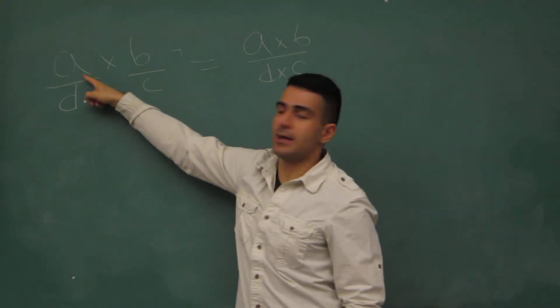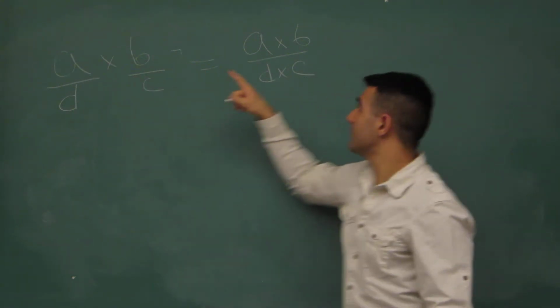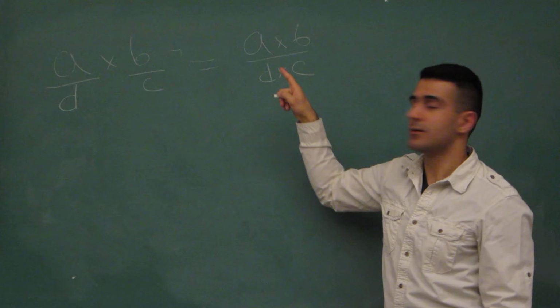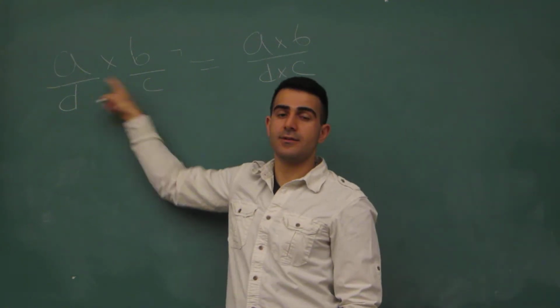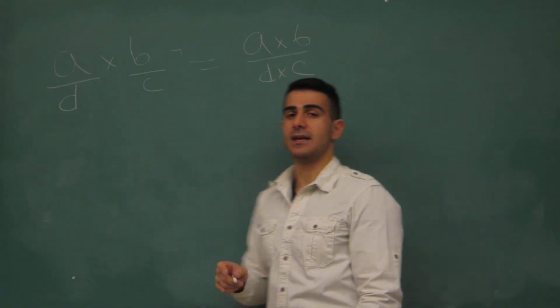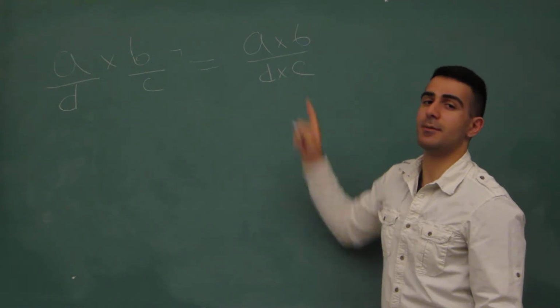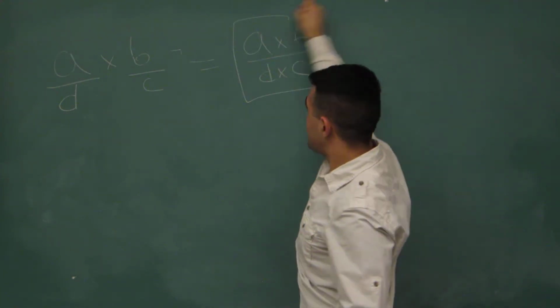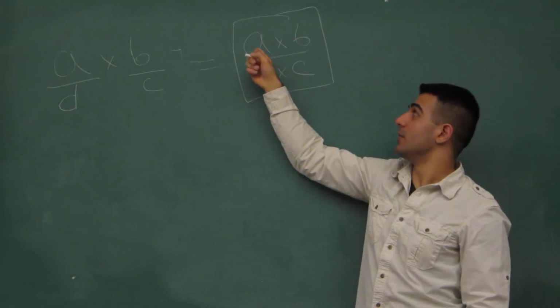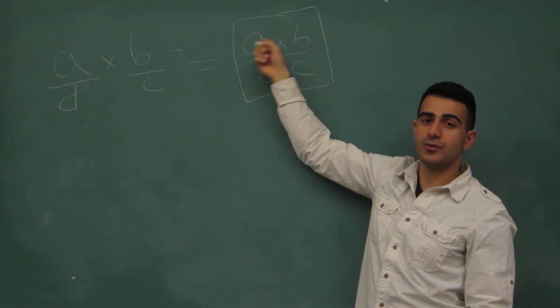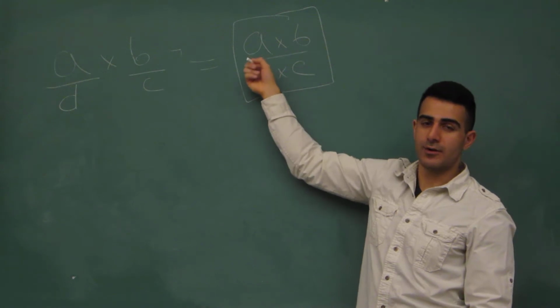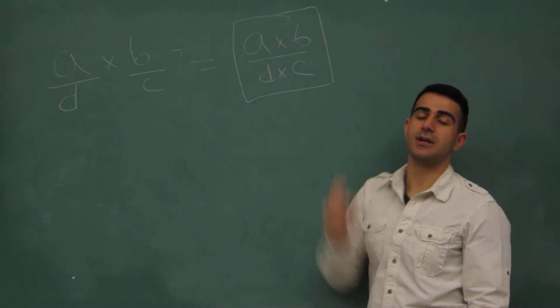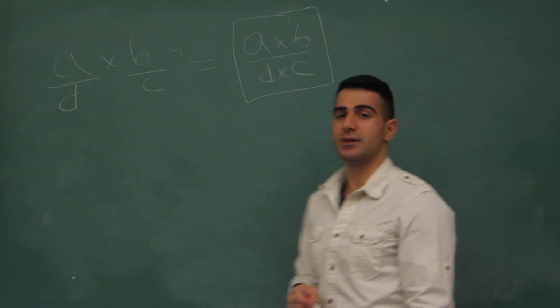You would multiply the two numerators together, put that in the numerator, and then you would multiply the two denominators together and put that in the denominator. So the resulting fraction would be the multiplication of the two numerators in the numerator and the multiplication of the two denominators in the denominator. Let's do an example.